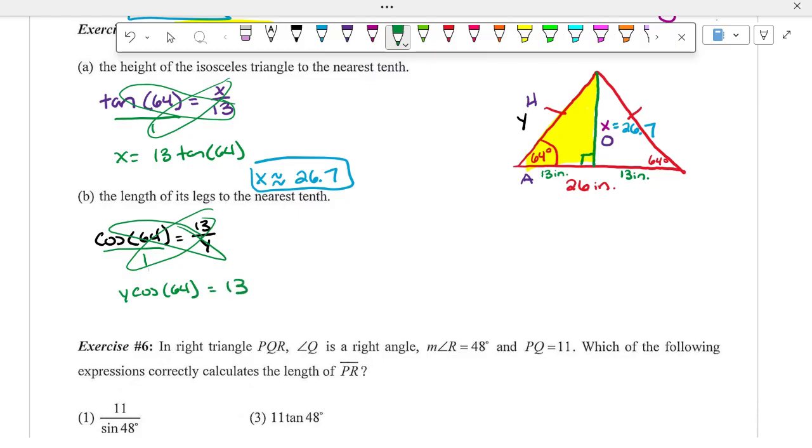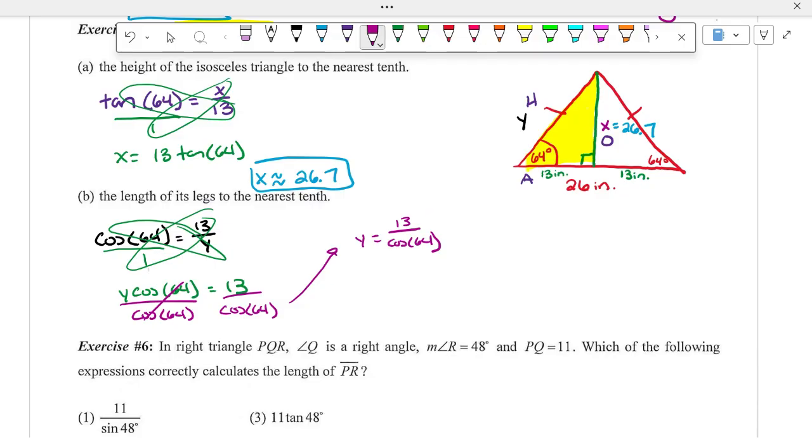How do I get the y by itself? Nope. We just got to divide by cosine 64. Remember, cosine 64 is a number. So we divide by cosine of 64 on both sides. So y is equal to 13 over cosine of 64. And we just got to put that in our calculator.